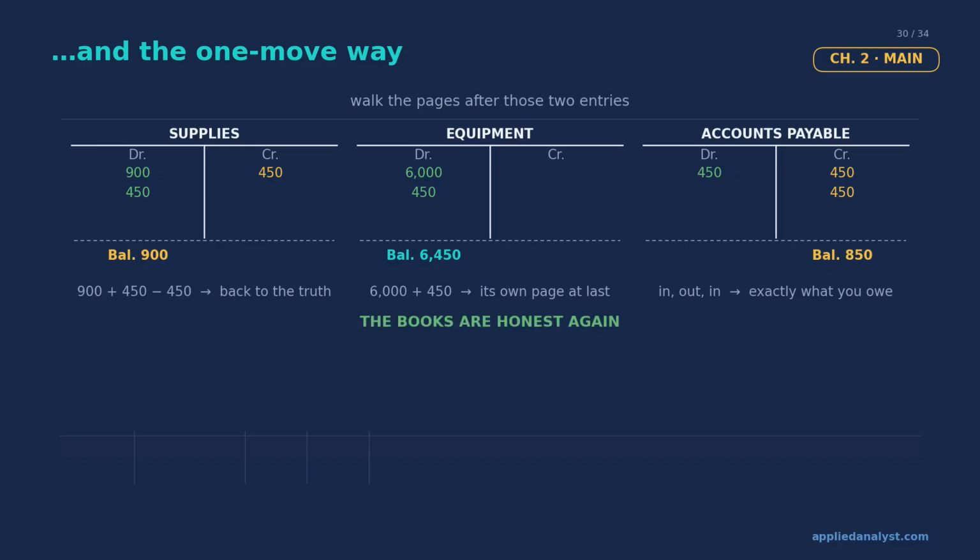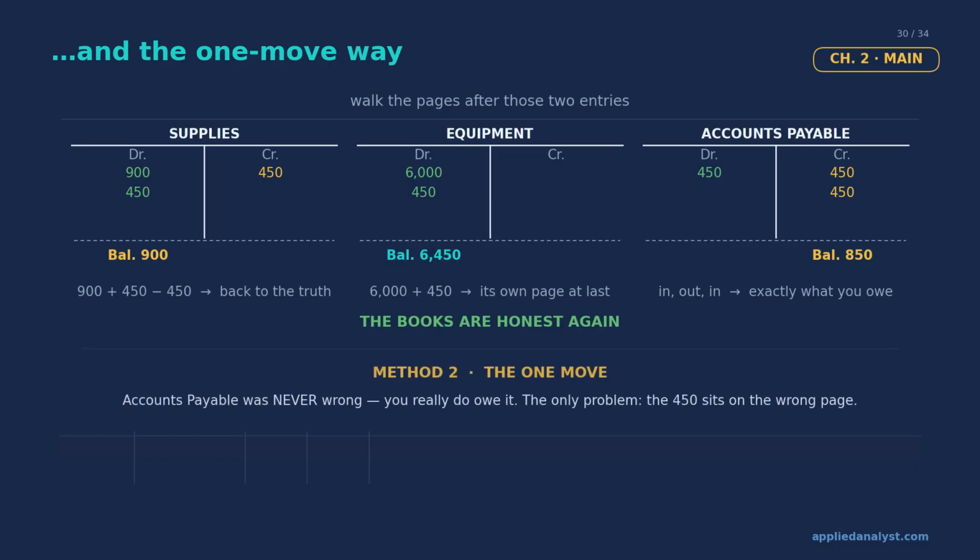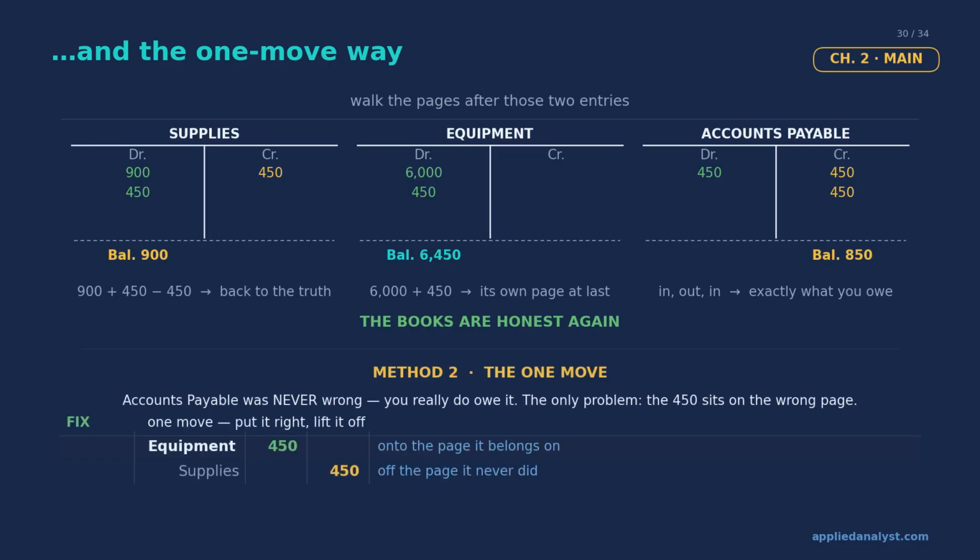But method 2 gets to the same place with 1 entry, and here is the baby simple way to see it. Accounts payable was never wrong. You really do owe that money, so do not touch it. The only problem is that $450 is sitting on the wrong page. So make one move. Debit equipment $450, putting the amount where it belongs. Credit supplies $450, lifting it off the page where it never belonged. Like a library book left on the wrong shelf, one move, right shelf, done.